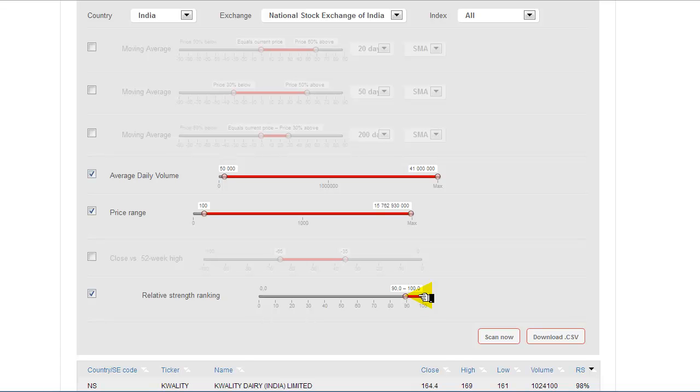Now if we were looking for stocks to sell short, we could actually do 0 to 30 or 0 to 40%, and that would show us the weakest stocks. But 90 to 100, and then we can apply a minimum price and volume filter, which I like to use. We'll do a minimum average daily volume of 50,000 shares and a minimum price of 100 rupees. Now that's optional. You can uncheck these boxes, and then it would return everything without the price and the volume considerations. Now we hit the Scan Now button.